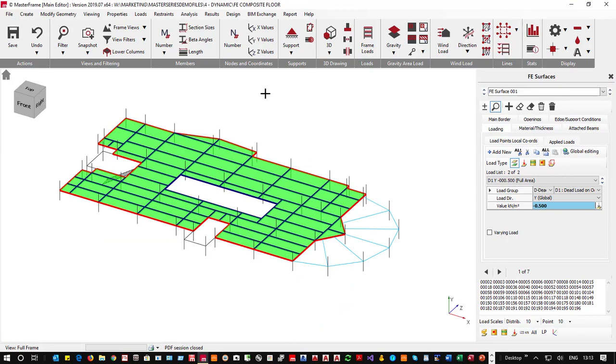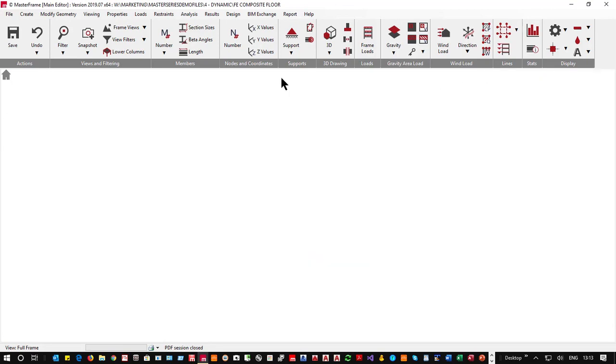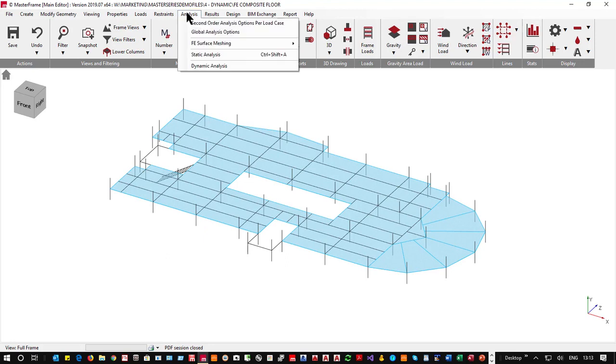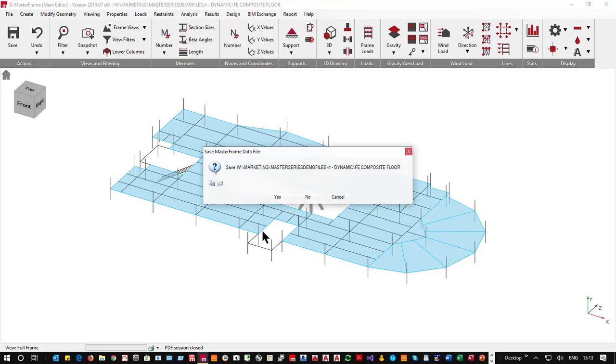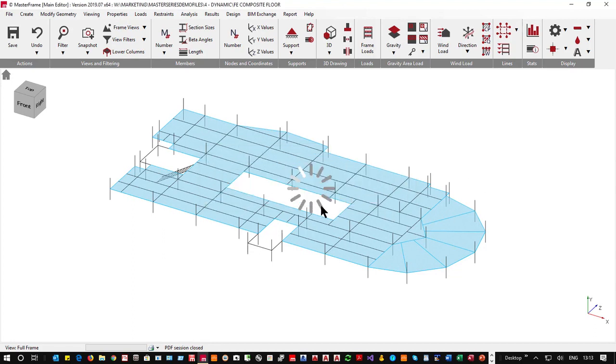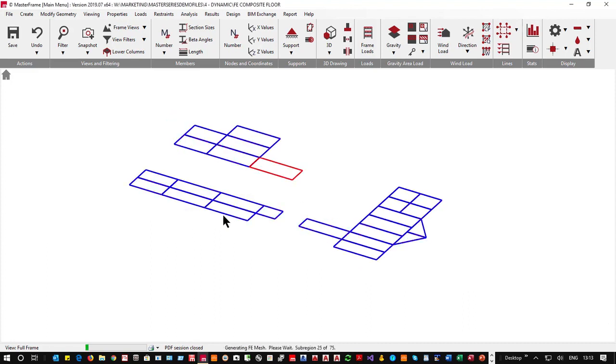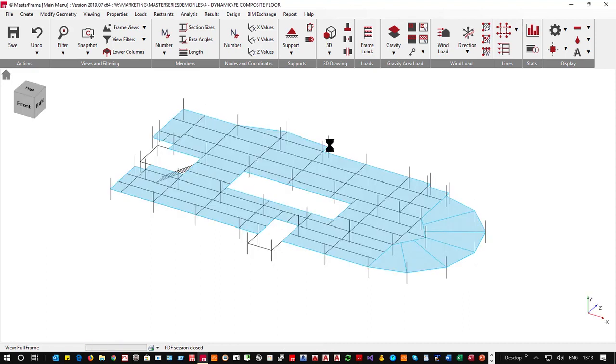Back out to here, just close down the FE surfaces. I'm happy, and I just come straight in to dynamic analysis. Going to save it, yes. Not certain why I wanted to save it. It's going to remesh it, yes. There it goes, creating its mesh. And the default mesh will be more than satisfactory here, unless we start to get some really weird answers.